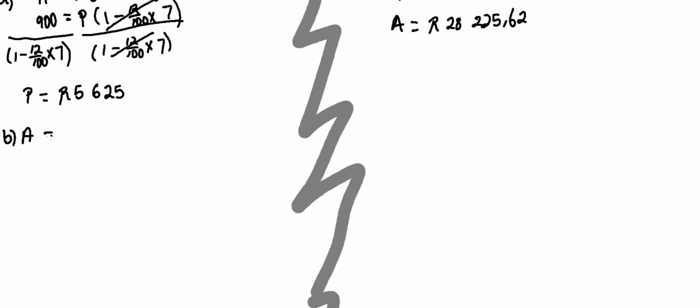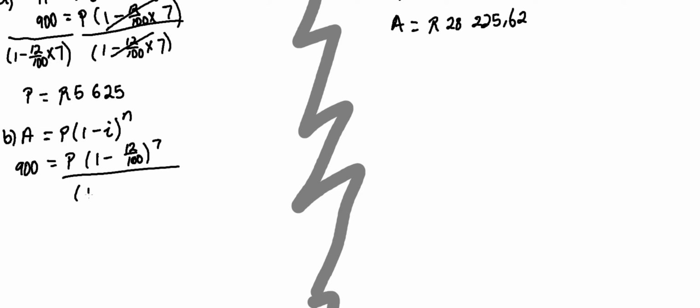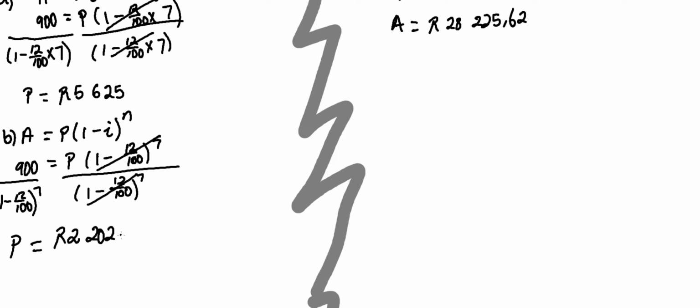Now we are using the reducing balance method. So you are going to be writing it like this. The future or the final value of the computer is 900 rands, isn't it? And we are looking for the original amount. 1 minus the percentage, which is 12%. You're going to say 12 divided by 100 raised to the exponent of 7. Then you are going to divide by 1 minus 12 divided by 100 raised to the exponent of 7. This is going to cancel this, and then our original value is going to be 2,202 rands and 24 cents.